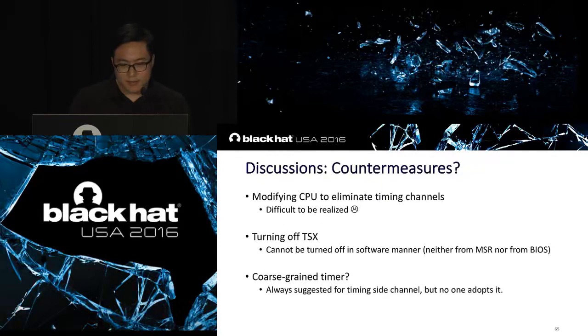And next is the discussion about countermeasures. We thought about some potential countermeasures, and one direct approach is to modify processors to not cache in the TLB or decoded iCache if the privilege is not matched. But this is difficult to realize because it requires hardware modifications, so it is very hard to deploy or patch on deployed processors.